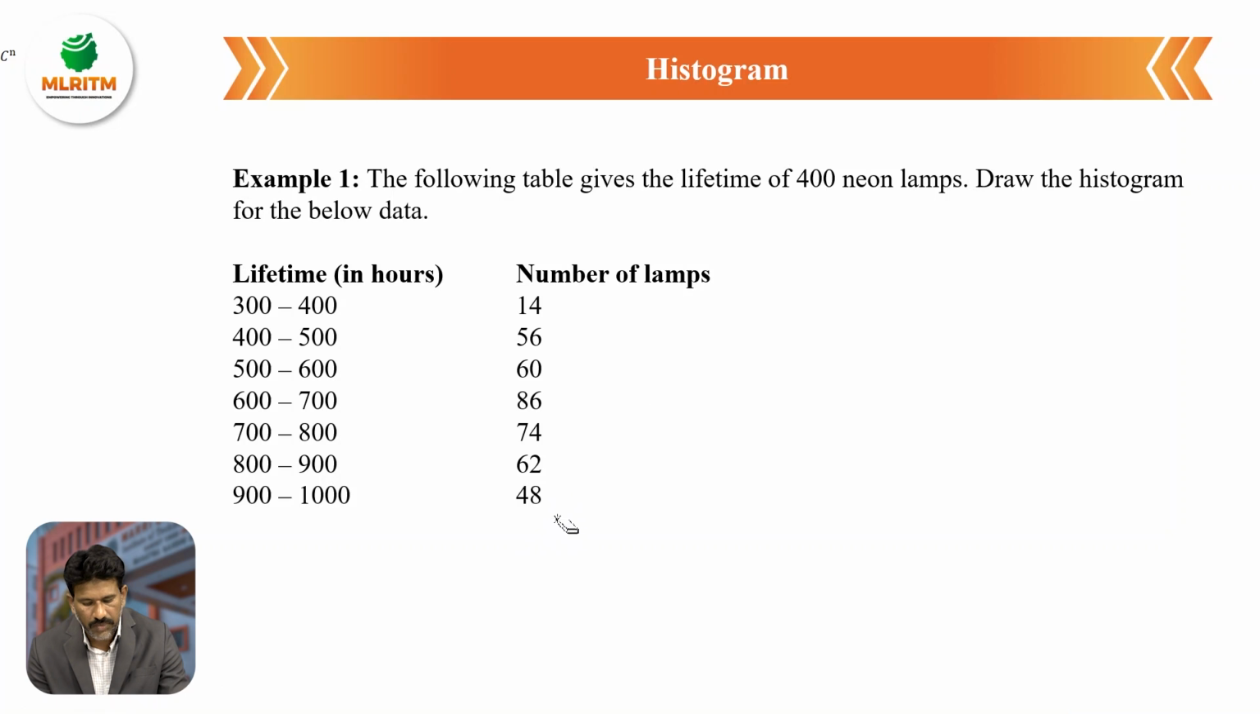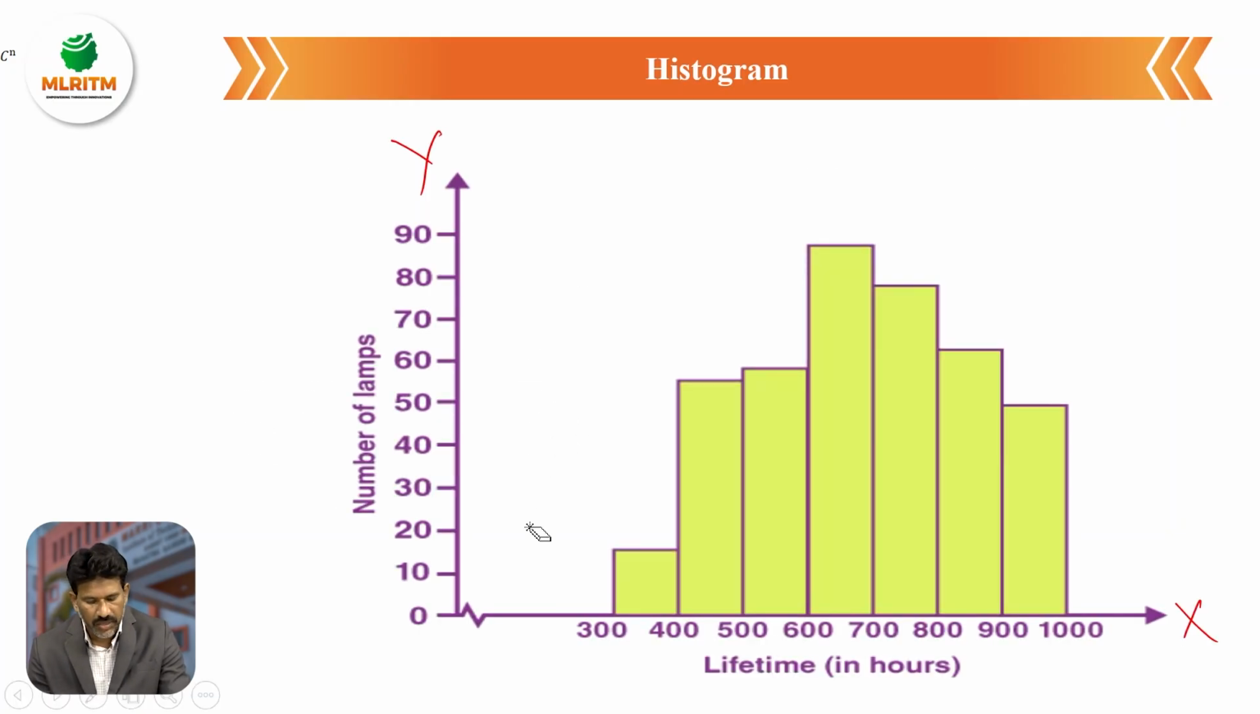If you see the number of lamps, start from 0. The minimum is 14 and the maximum is 86. So now we'll take the range between 0 to 90. So 0, 10, 20, 30, 40, 50, 60, 70, 80, 90. So the number of lamps is presented from 0 to 90, and the lifetime is presented from 300 to 1000.